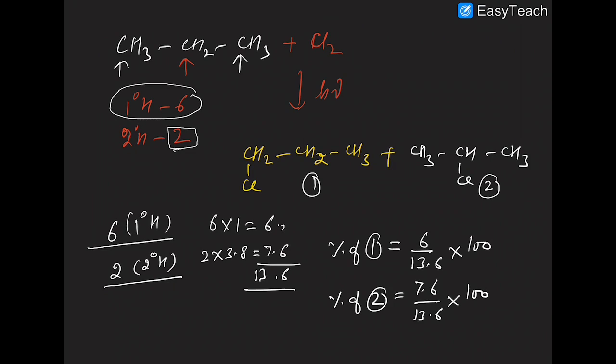So when you get that answer, what answer are you able to get? Here it is about 44% and here it is 56%. So the percentage of product 1-chloropropane is 44% and the amount of 2-chloropropane is 56%. Are you sure about that?